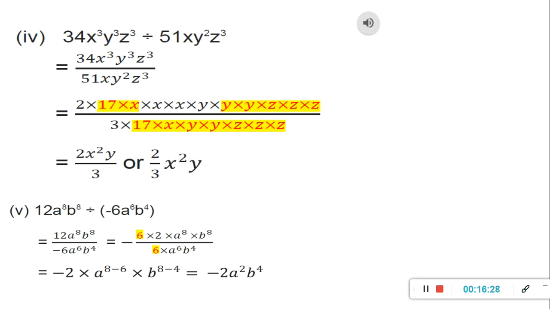So the exponential law we are using: a raised to m divided by a raised to n is equal to a raised to m minus n. So here a raised to 8 minus 6, a raised to 2. Same way b raised to 8 minus 4, that is b raised to 4. So we got the answer minus 2 a square b raised to 4. Clear?